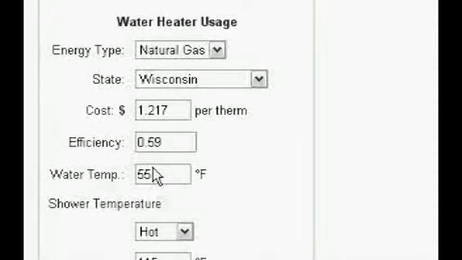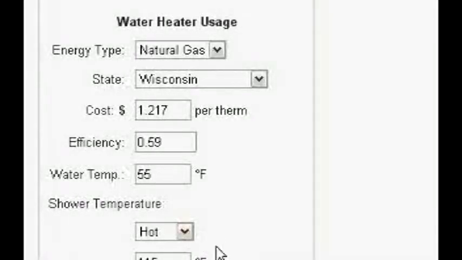Efficiency here again seems to think that this is an average. Water temperature is the water temperature coming into your building. Assumption is average. If it's coming in through a pipe that's underground, it's probably going to be 55. If it's a little hotter, if it's a little cooler, you can make that adjustment here.